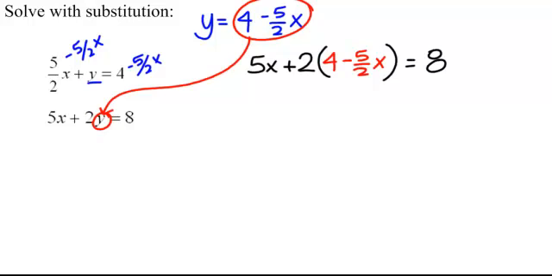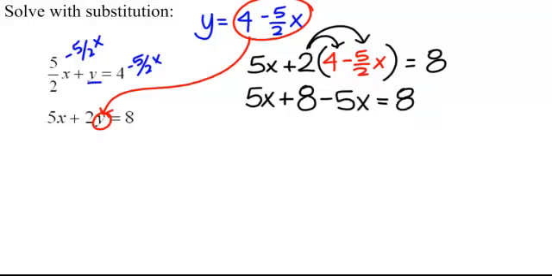So just like the last couple, we've got to do some distribution. And if you do 2 times negative 5/2 x, you're just going to end up with negative 5x. And it equals 8. And again, something magical happened. 5x minus 5x goes away. And we're left with 8 equals 8.